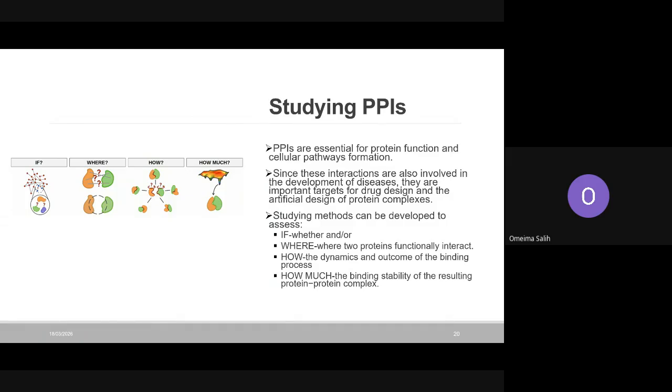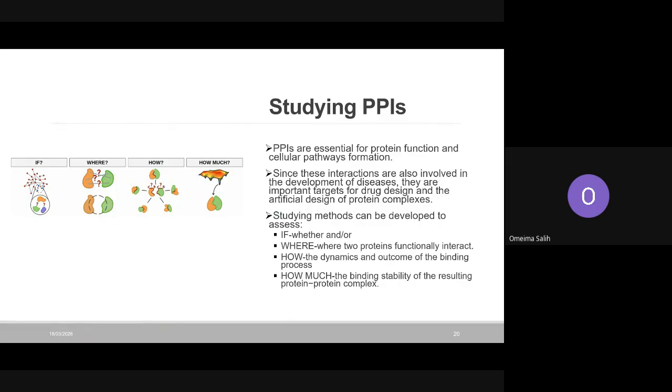So studying protein interactions, why do we study this? Because protein interactions are essential for protein function and cellular pathway formation. This is very important. Since these interactions are also involved in the development of diseases, they are important targets for drug design and artificial design of protein complexes. As I mentioned before, it's not only for humans, it's not only for animals, even for the environment, for plants. The study of protein interaction is very important.